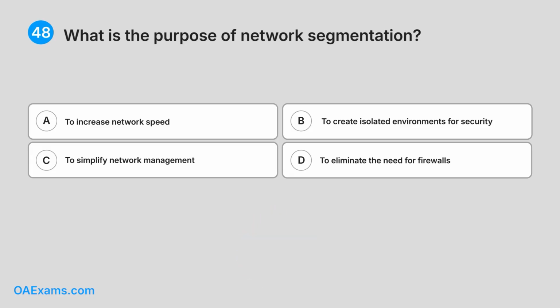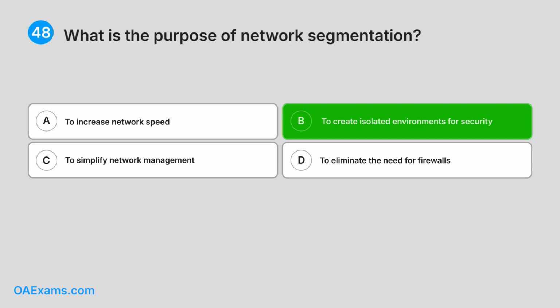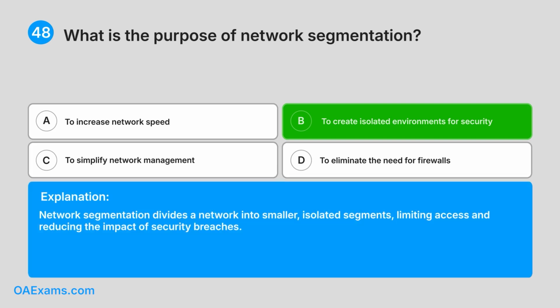Correct answer, B. To create isolated environments for security. Explanation. Network segmentation divides a network into smaller, isolated segments, limiting access and reducing the impact of security breaches.